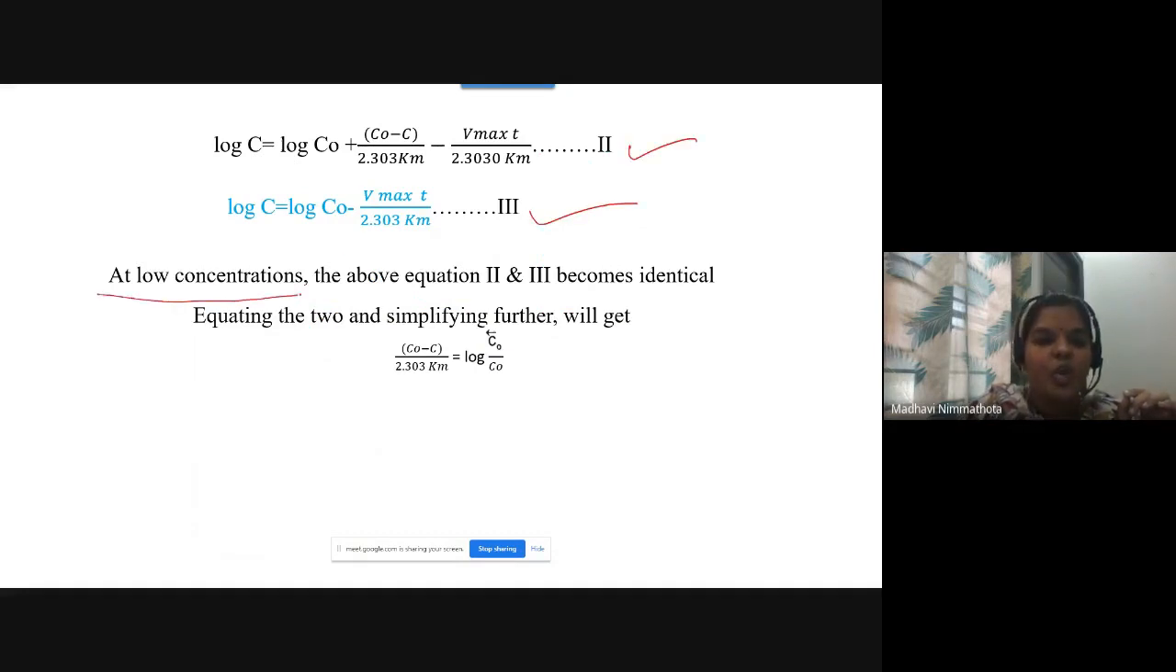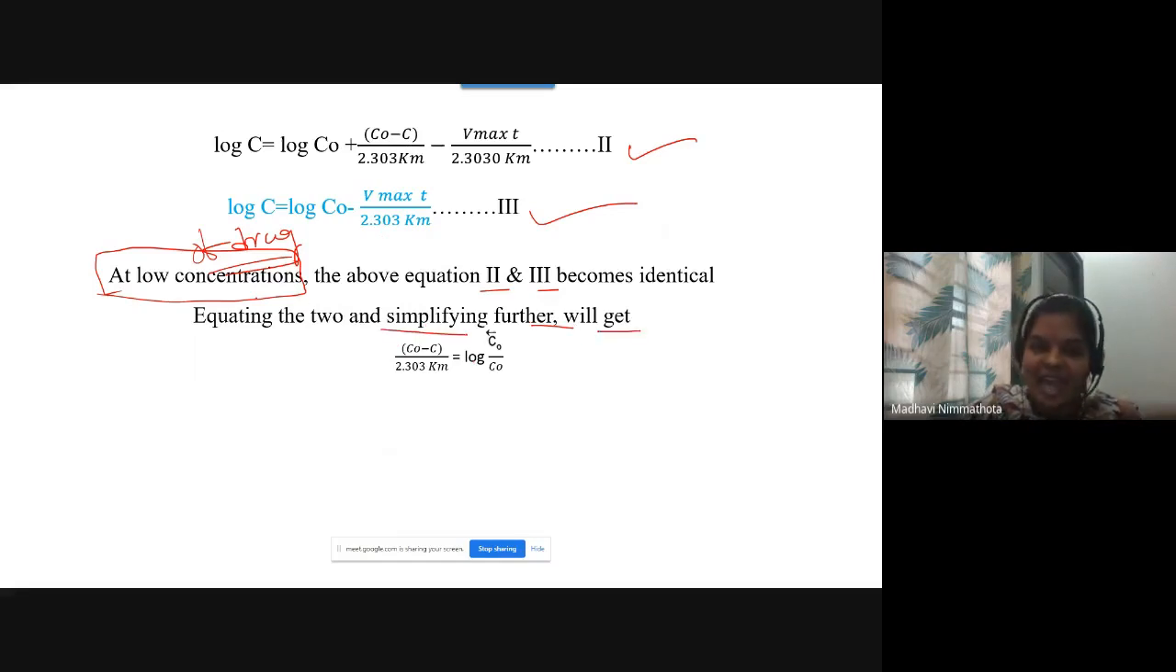Then at low concentrations, what happens at low concentrations of the drug? At low concentration of the drug, the above equations 2 and 3 become identical. That means these two look the same at low plasma drug concentration levels. So there is a need to simplify it further.